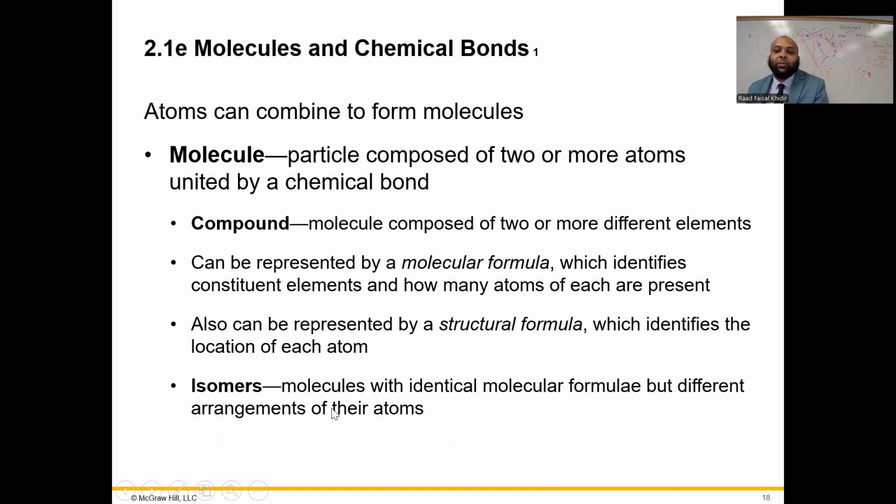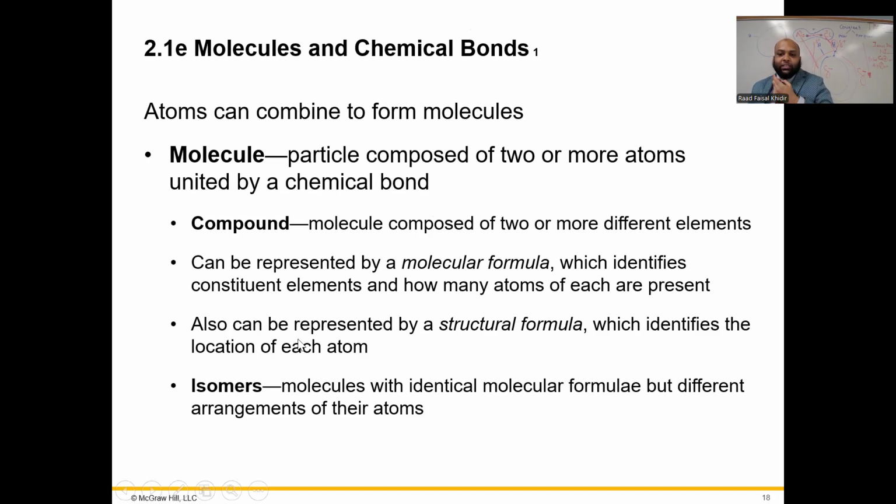So atoms can combine to form molecules. We have seen that. Elements coming together giving you a molecule. So two hydrogens come together with an oxygen to give you water. So water is a molecule. A molecule is a particle composed of two or more atoms united by a chemical bond. A compound is a molecule composed of two or more different elements.